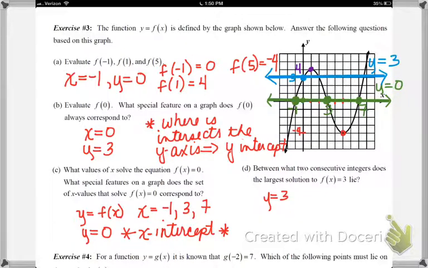And let's find our points of intersection. There is 1, there's 2, and there's 3. They want the largest solution, so it will be that one there. And if you look carefully, it lies between the values x equals 7 and x equals 8. So between which two consecutive integers? Between x equals 7 and 8.